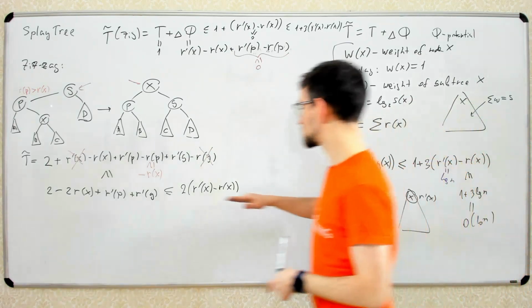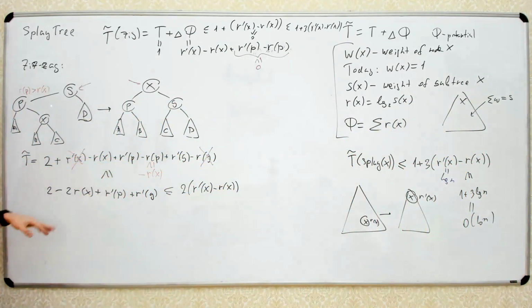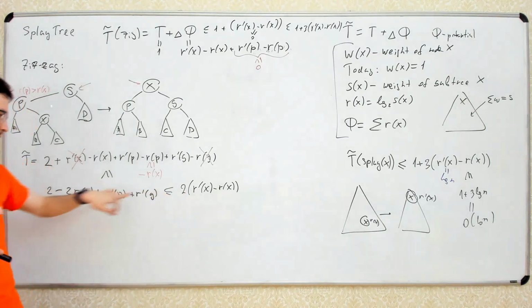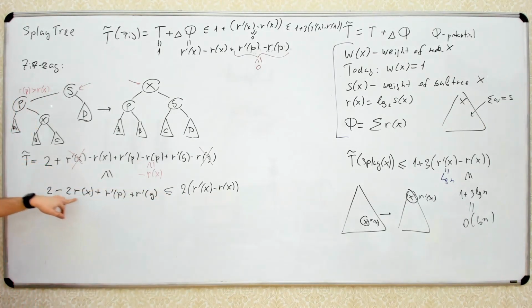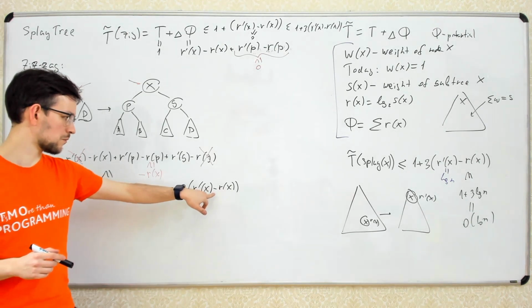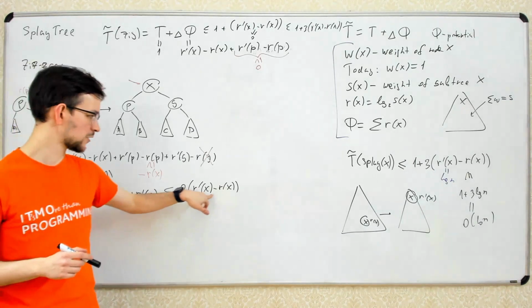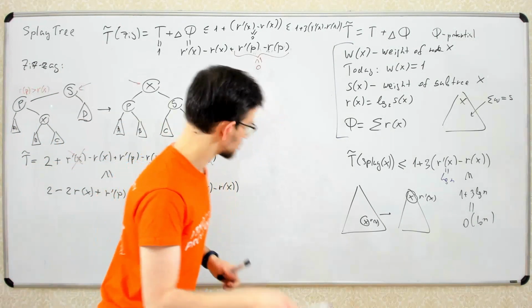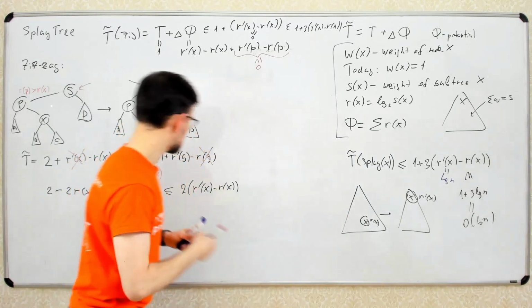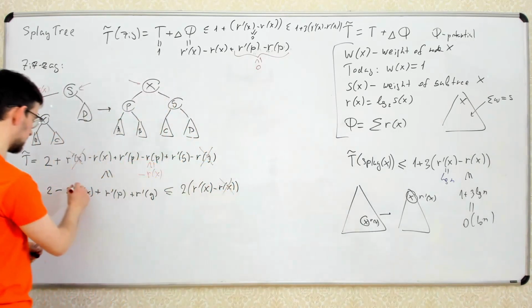Okay, so let's prove this. We need to prove this. Let's move this to the right and this to the left. So we have 2rx here and we have minus 2rx here. And we have minus 2rx here and minus 2rx here. So these two will be eliminated. We can eliminate this and this.